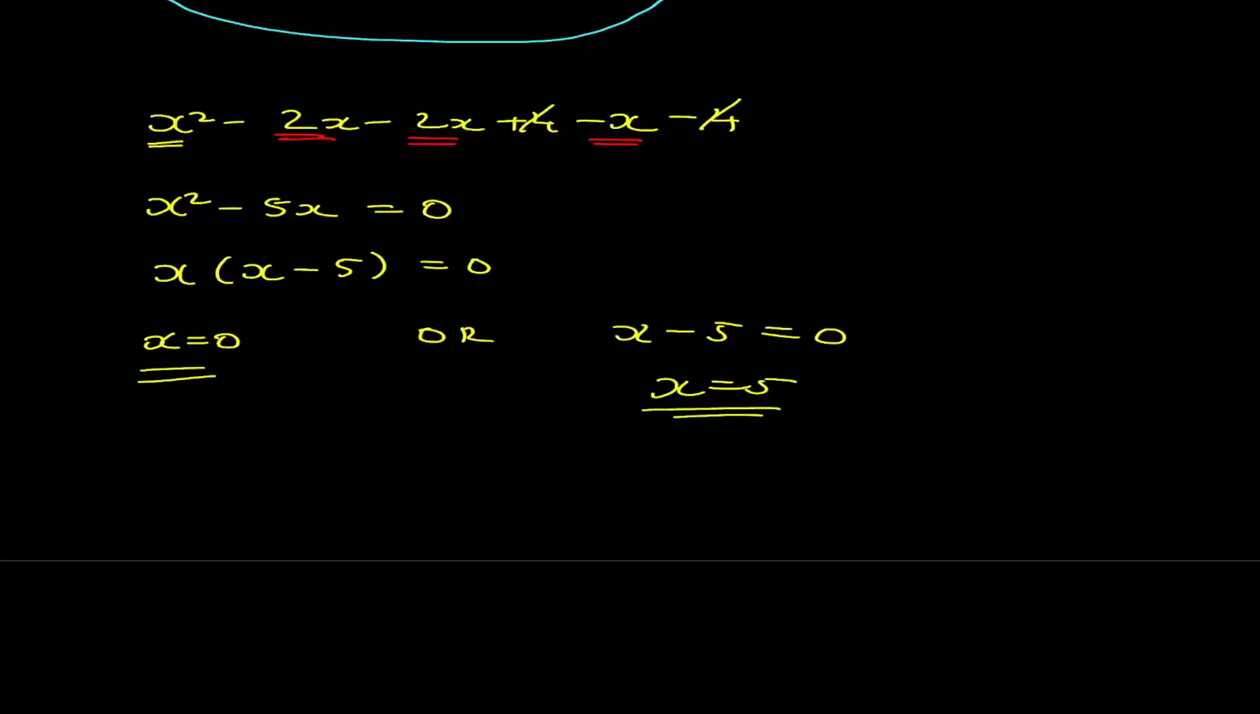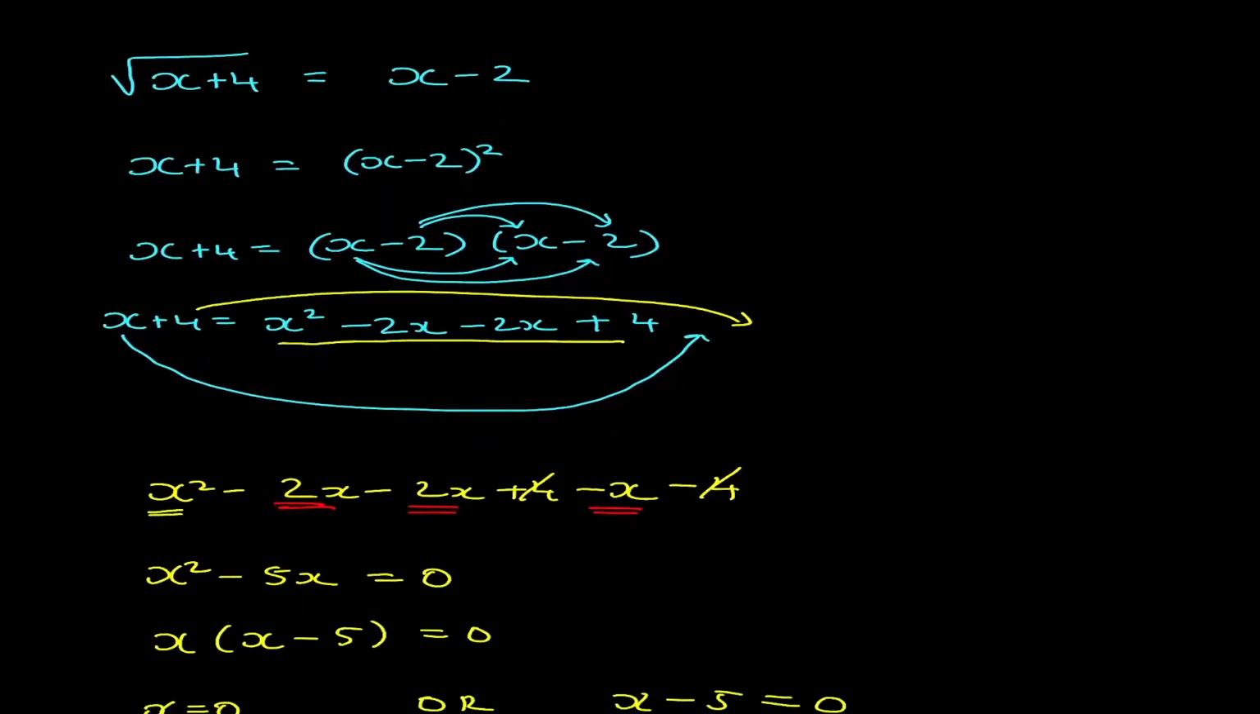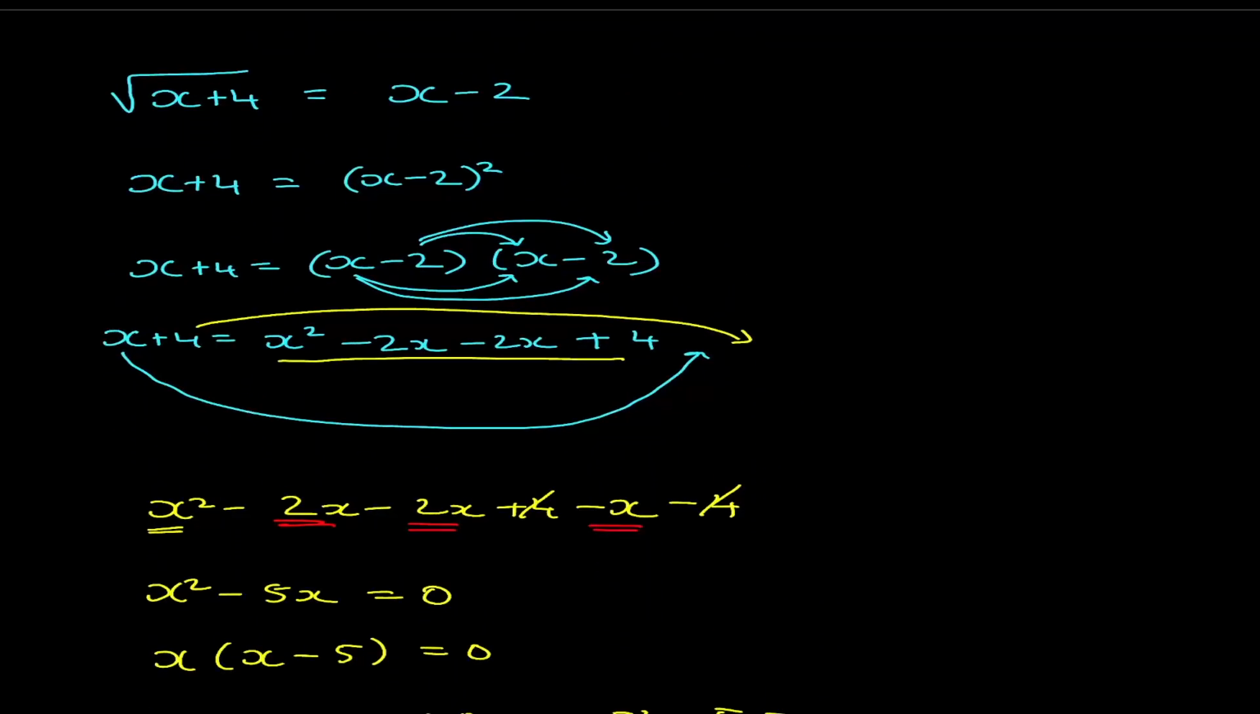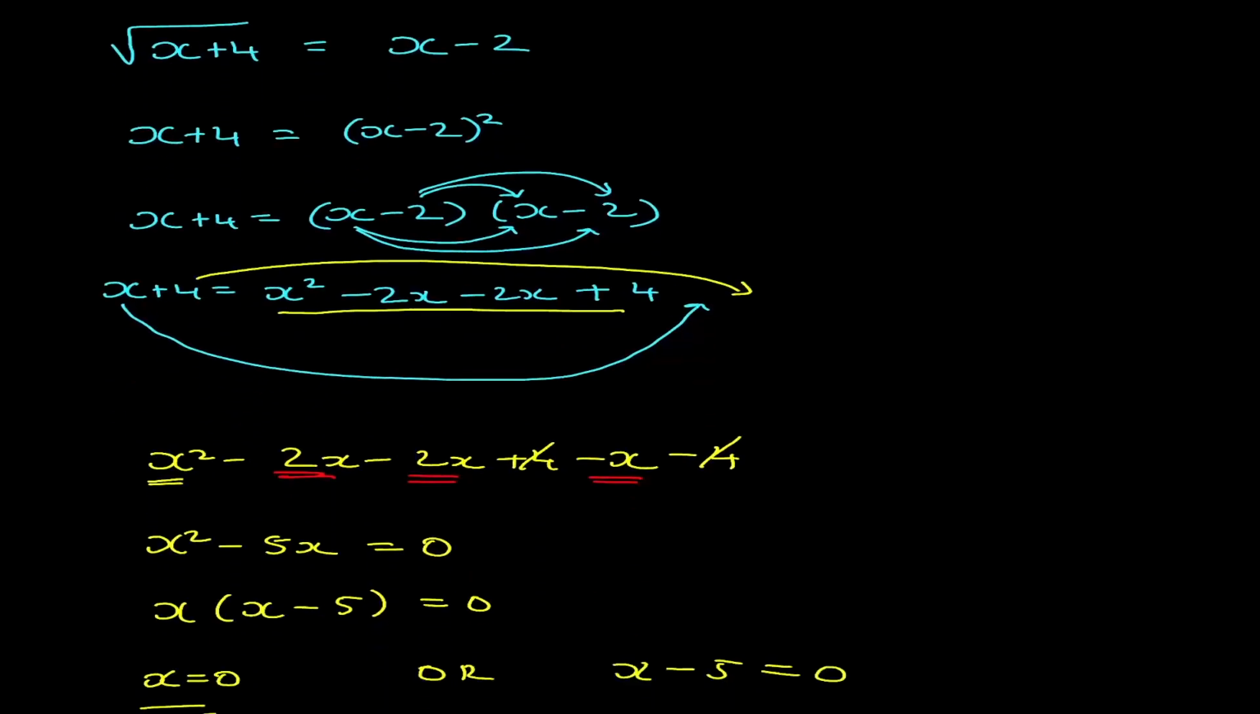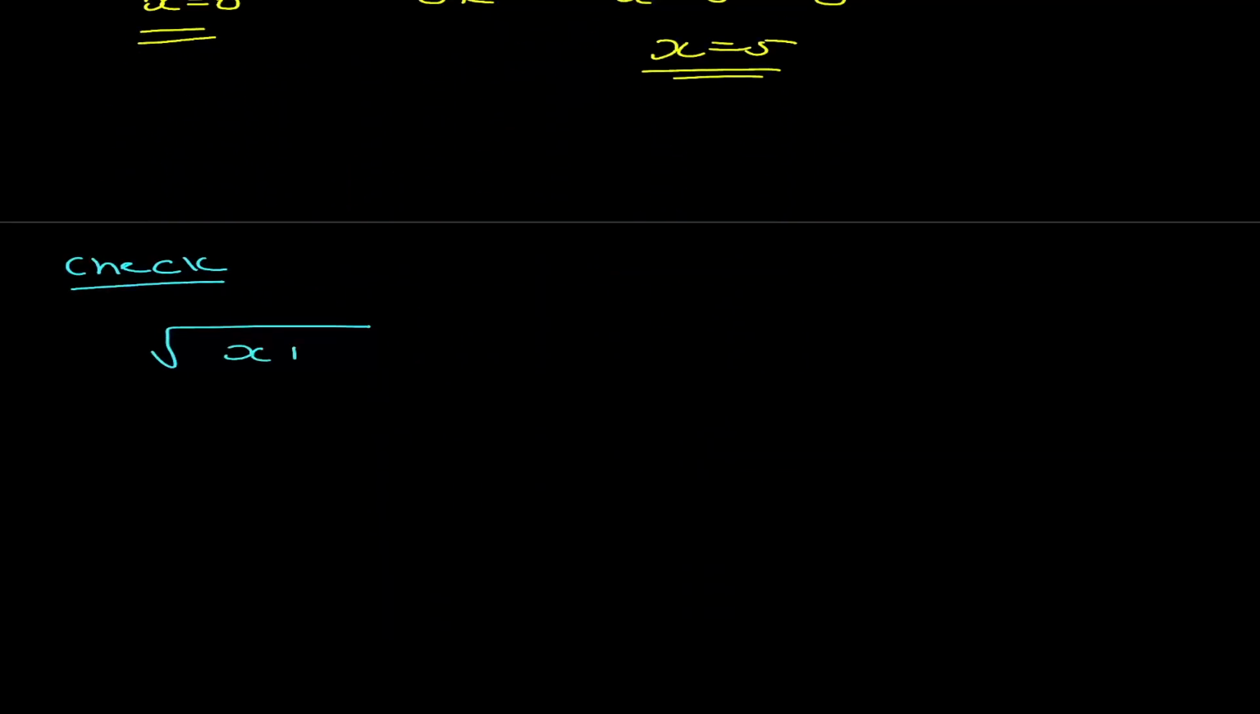Then what you should do is plug those back into our original to check if they hold true, if they're valid. So remember, my original was the square root of x plus 4 equals x minus 2. So let's do a check. Remember the equation was the square root of x plus 4 equals x minus 2.